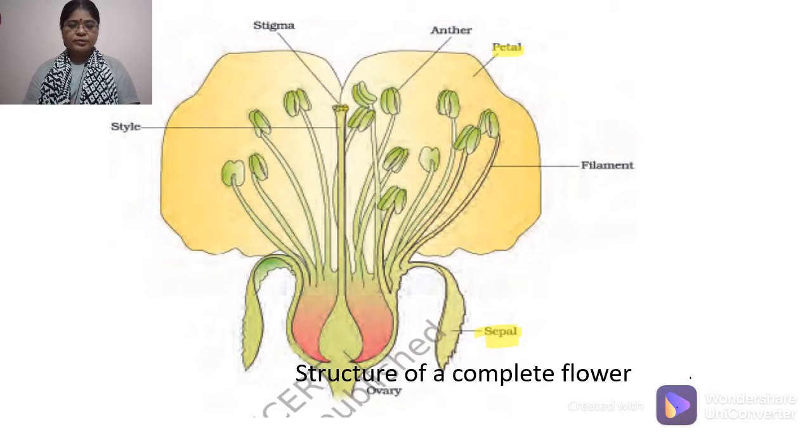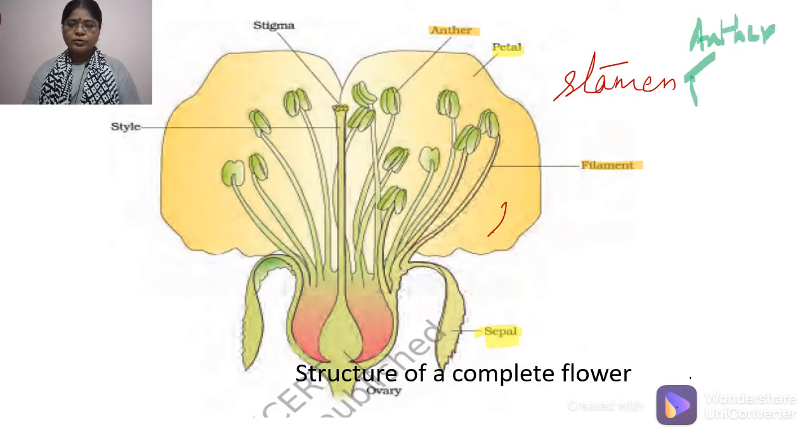Petals are brightly colored, and you can see here that there is a male part which is called the stamen. I hope you are aware that the male part of a flower is called the stamen. It consists of the anther and the filament. So your stamen consists of anther and filament. These are the two major things that make up your stamen, and they are the male part of your flower.